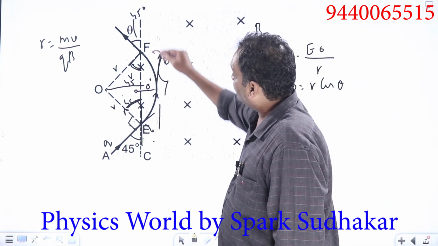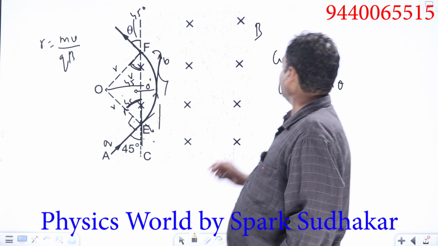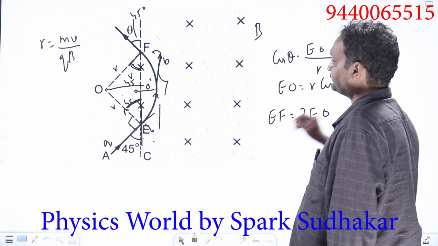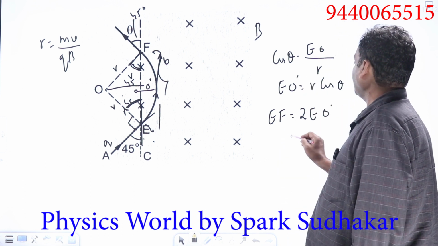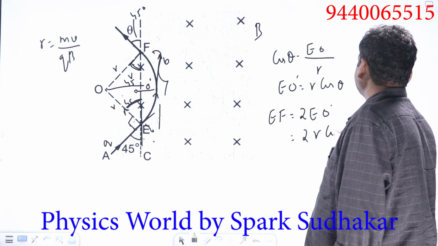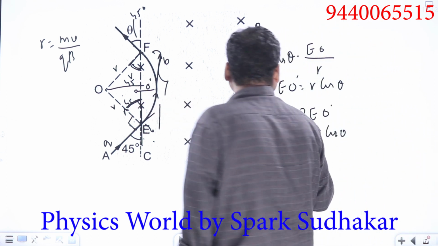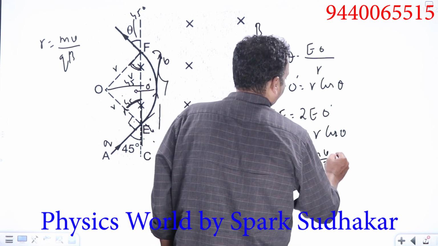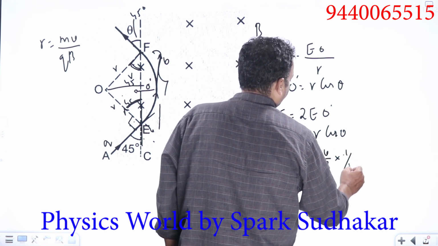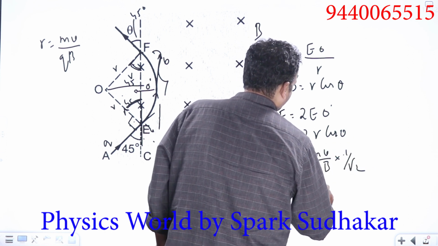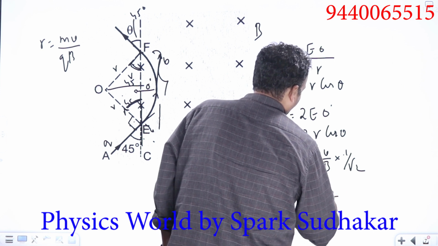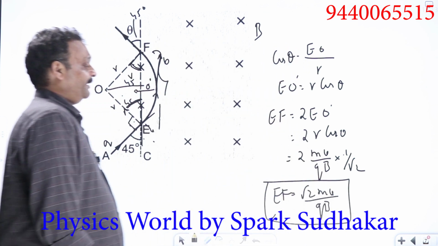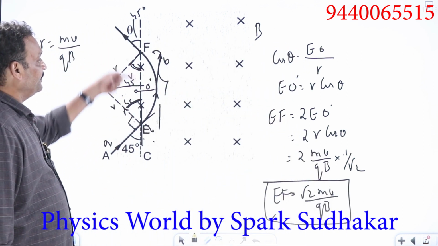Similarly, now I want EF. EF is nothing but EO plus OF, that is nothing but 2EO. So EF is equal to 2EO dash, equal to 2 into R cos theta. Theta is 45 degrees here. So that is 2 into R, which is mv by qB, into cos 45, which is 1 by root 2. So it is nothing but root 2 mv by qB. This is the length EF. Root 2 mv by qB will be the distance between E and F.